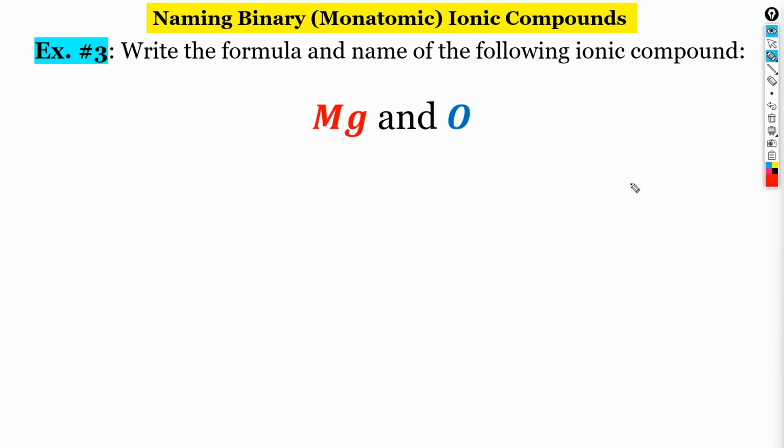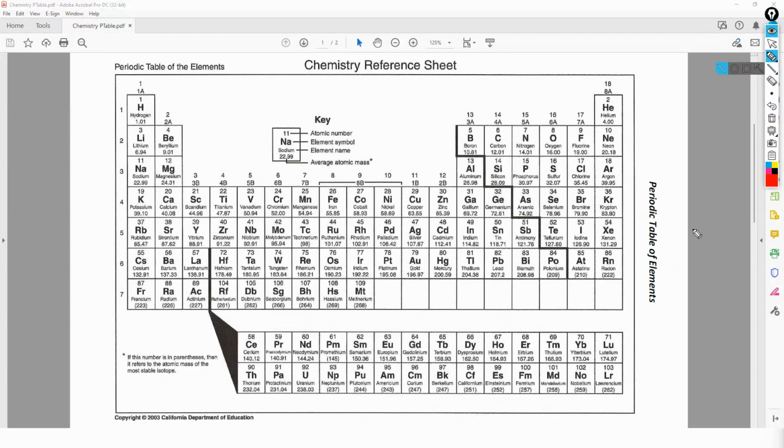Okay, here's another example. We've got magnesium and oxygen. Let's do our formula writing first again. So if I look at the periodic table, we have magnesium. Magnesium is right here. Magnesium is in group 2A. So we'll have magnesium with the +2 charge. And then we have oxygen. Oxygen is right here. Oxygen is in group 6A. We need 2 more electrons to get to 8. So it'll be oxygen with a -2 charge.